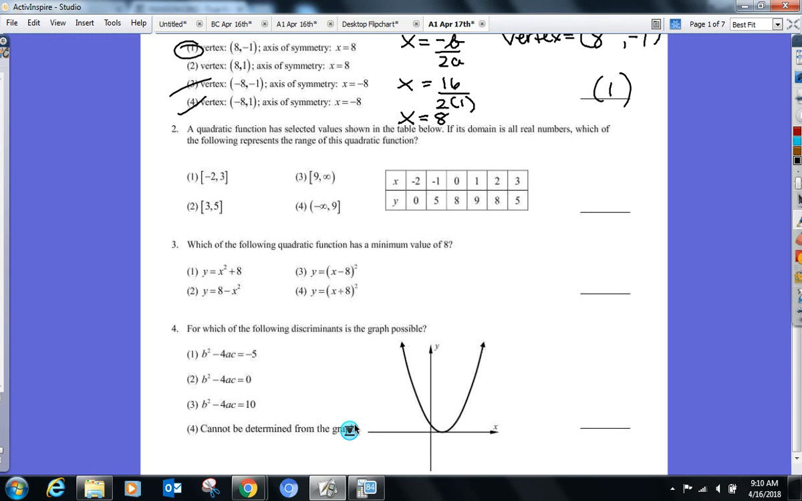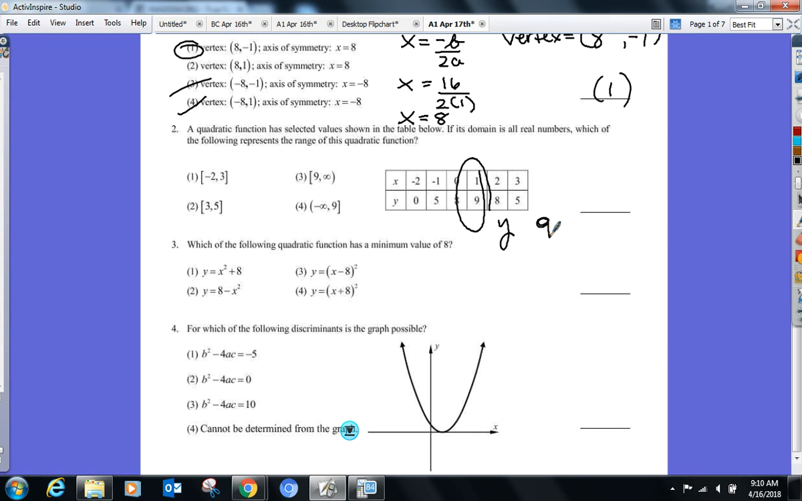Okay, range. Where's my vertex up here? According to this table, where's my vertex? 1, 9. Everyone agree? 1, 9 is my vertex. So what's my highest value then? 9, right? So I know it's going to be something with y and 9 because 9's my highest value there.